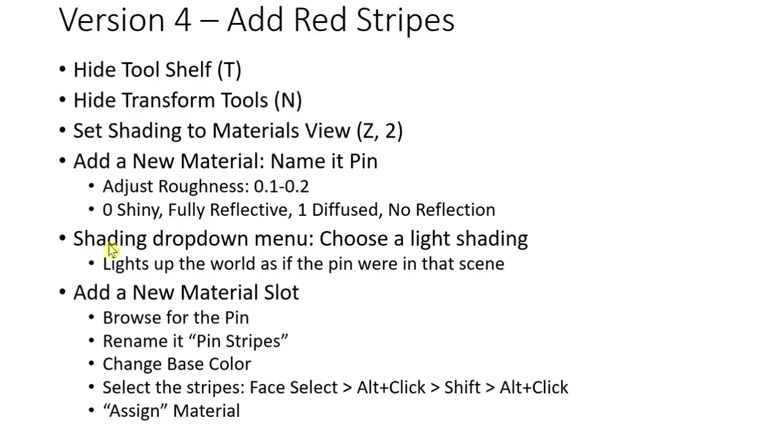We are going to go to the shading drop-down menu, and we're going to show the difference between the different shading worlds that there are. We'll add a new material slot, and this one is going to have the same shiny properties as the pin. We're going to name it Pinstripes and change the base color to red unless you want a different stripe color. Select some stripes using the face select, Alt and click, Shift to add more, Alt and click, and then we'll assign the pinstripe material. So this will make sense in just a sec.